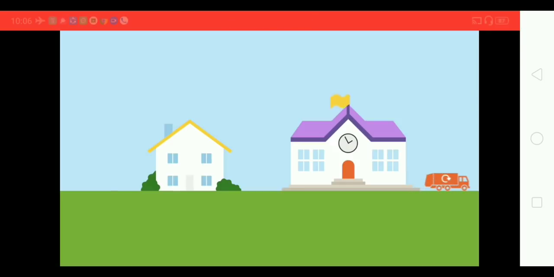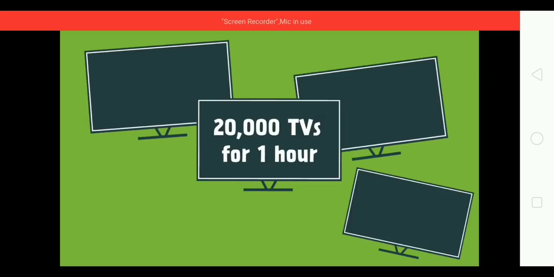It's good to know that recycling just one lorry load of food waste can generate enough energy to power over 20,000 TVs for an hour. To find out more about food recycling, visit recyclenow.com.